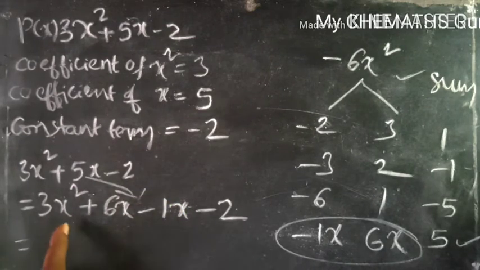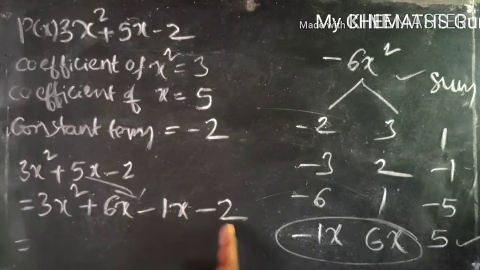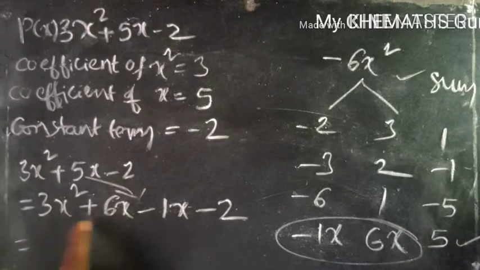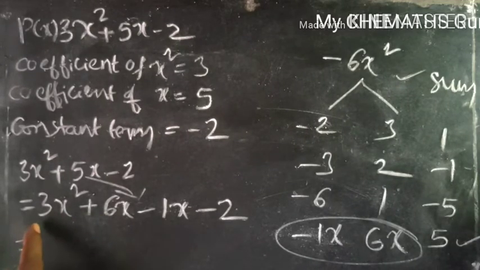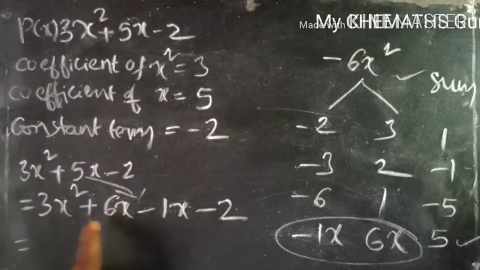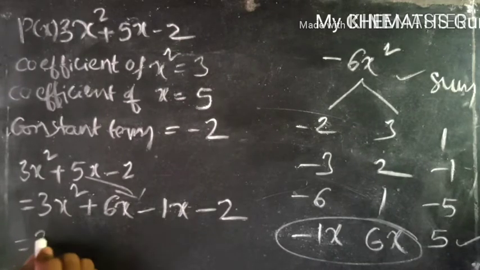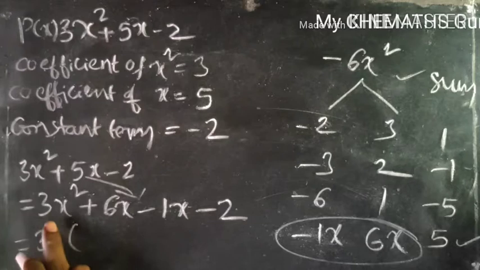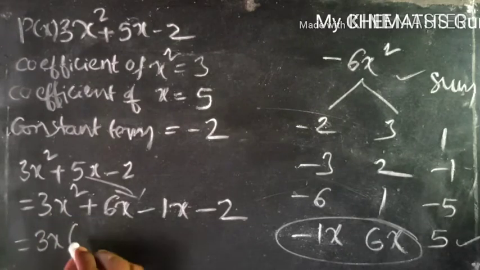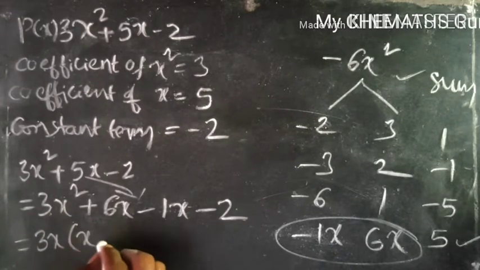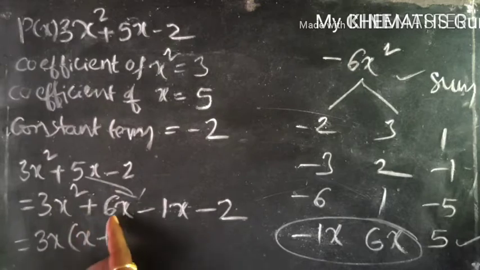Now group these two terms as one group and these two terms as another group. From these two terms, what is the common factor? Because 3 and 6 are multiples of 3, we can take 3 as a common factor, and x square and x, so x is a common factor. Finally 3x is a common factor for these two terms. The remaining term is x plus 2, since 3 times 2 is 6x.